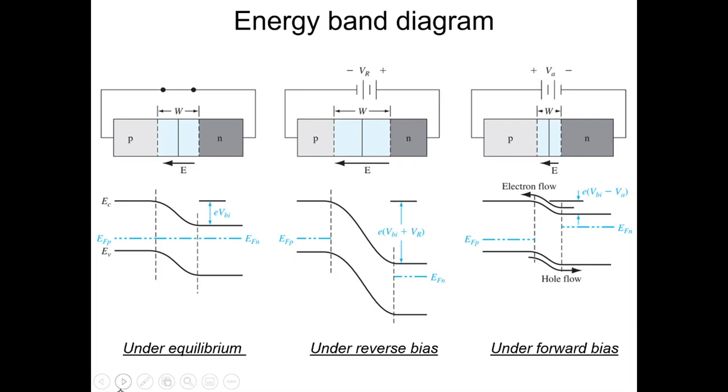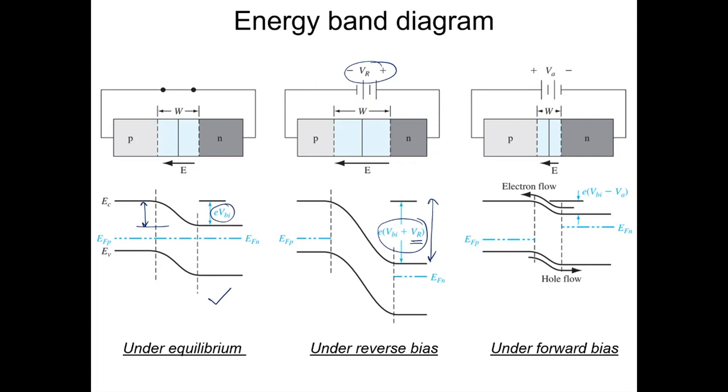Now let's see how the band diagram will be affected. This is something which is under equilibrium. This is what we saw in the previous module. The difference between the conduction band at the P side and the N side is the built-in potential. We derived a relation for that. We also saw what happens when you apply a reverse bias. So basically the built-in potential was increased when we apply a reverse bias, by a factor of VR, where VR is the applied reverse bias, right?